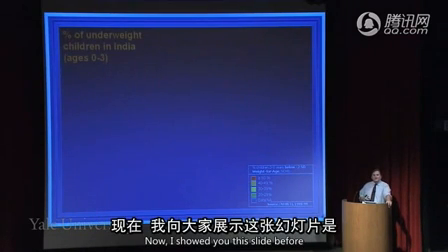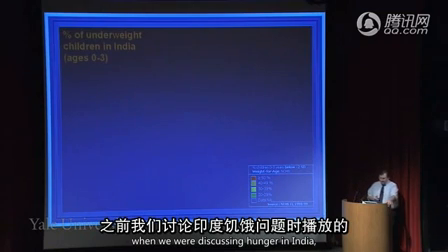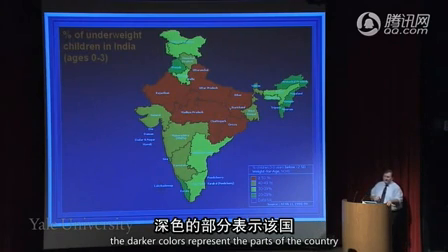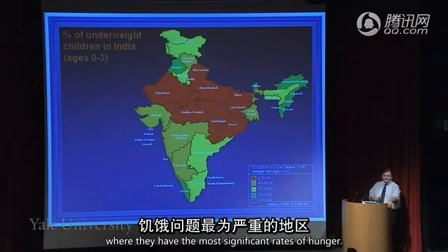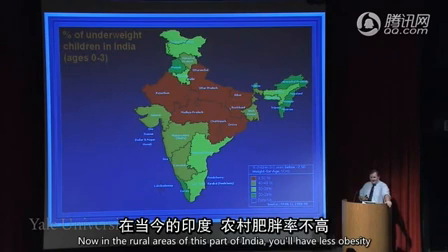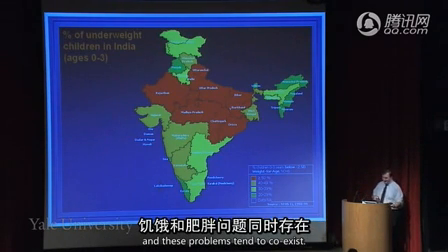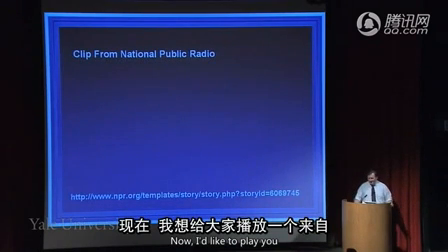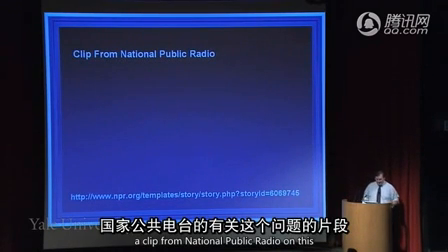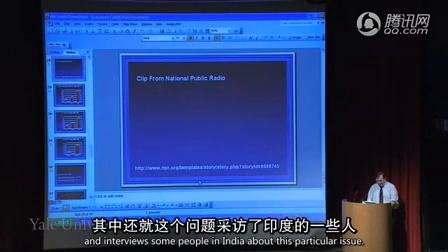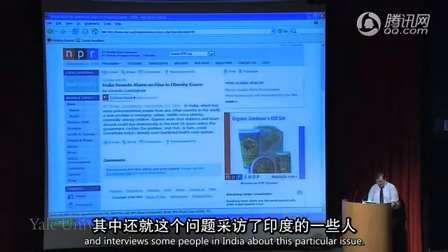Now, I showed you this slide before when we were discussing hunger in India, and in this case, the darker colors represent the parts of the country where they have the most significant rates of hunger. Now, in the rural areas of this part of India, you'll have less obesity, but in the urban areas, you'll have more, and these problems tend to coexist. I'd like to play you a clip from National Public Radio on this, because I think it's very telling and interviews some people in India about this particular issue.